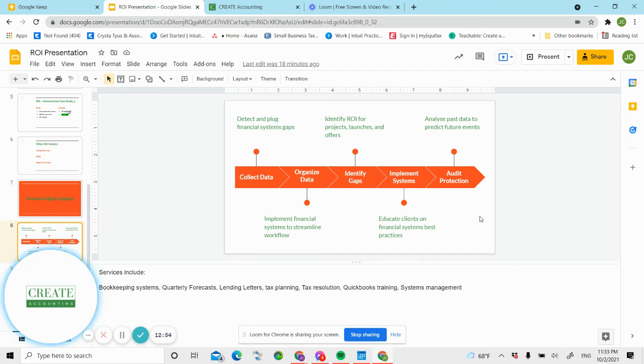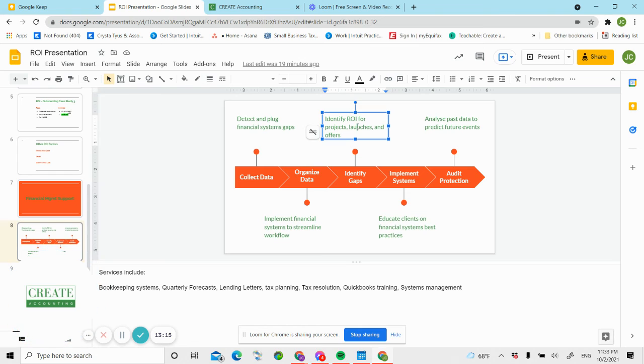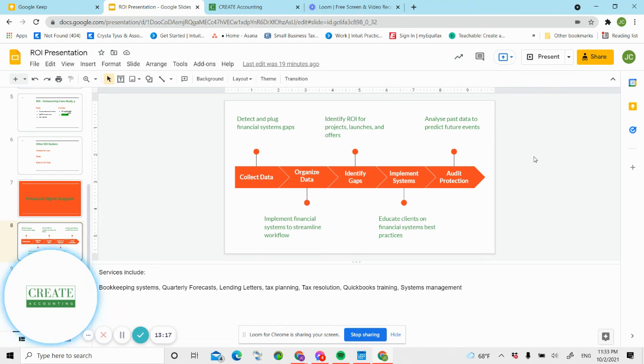So what we do is we detect and plug any gaps in your financial systems. We'll identify your ROI for projects, launches, and offers. So if you have a new project coming up, or you have a launch coming up, or you have an idea for an offer, we can determine your ROI for you based on your previous history. We can analyze past data to predict future events for you. Also, we implement financial systems to streamline your workflow, which is really important because you want your workflow to be simple. You want to be able to work on your business, not in your business.